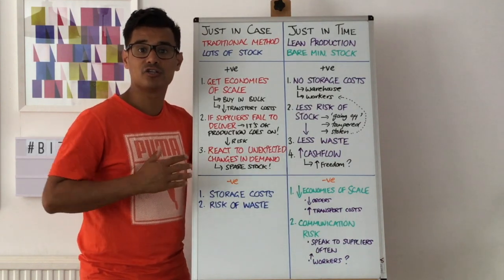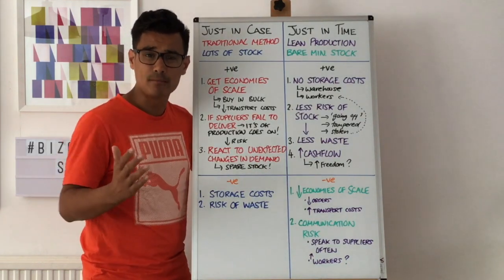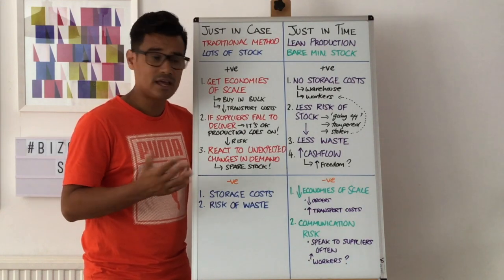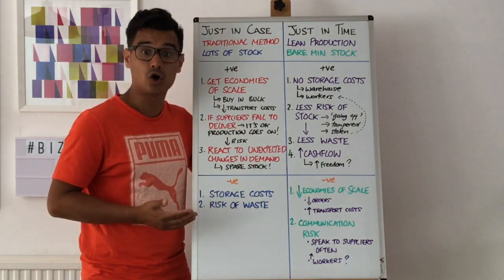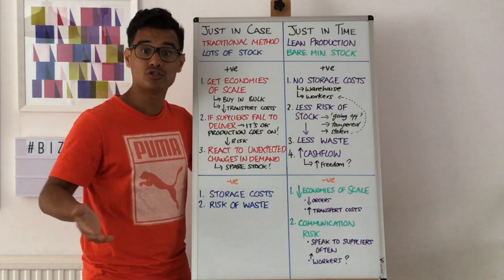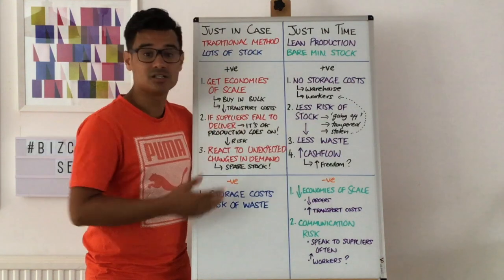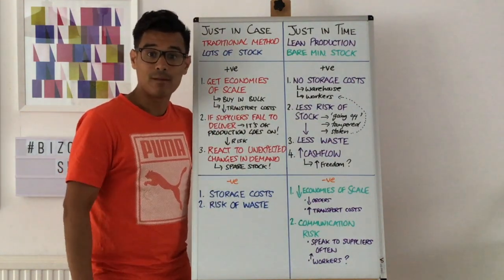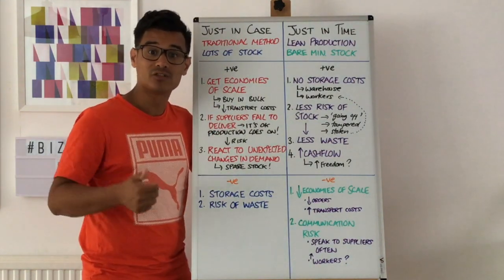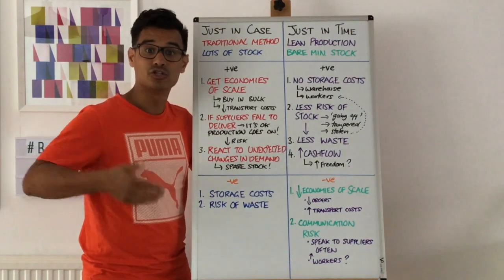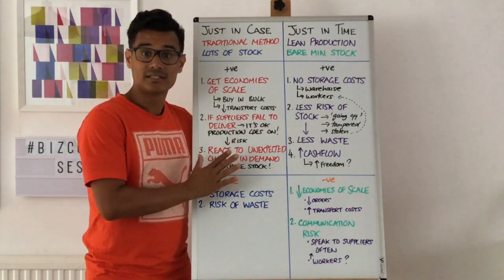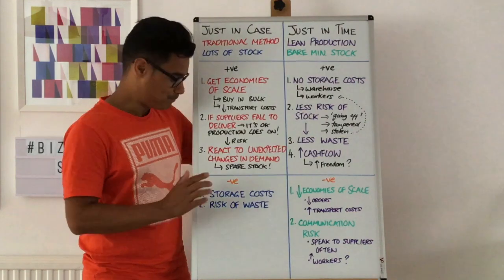Number three, you could react to unexpected changes in demand. So if there's a fashion or a trend and there's a huge demand for your product, then if you've got just in case, it means you've got lots of stock. So you'll still be able to sell and make sales in that space. Whereas with just in time, you might need to scramble around to get more and more raw materials in, get more components in to produce the good. In this case, with just in case, you're already ready.